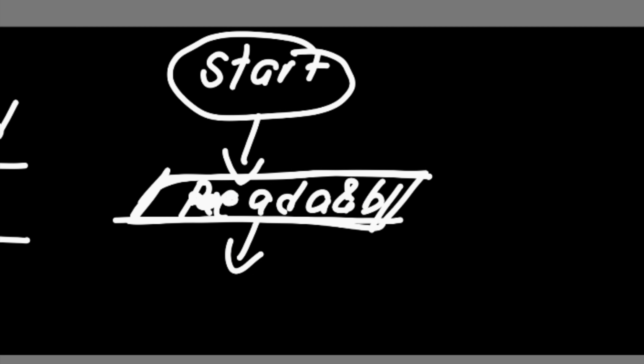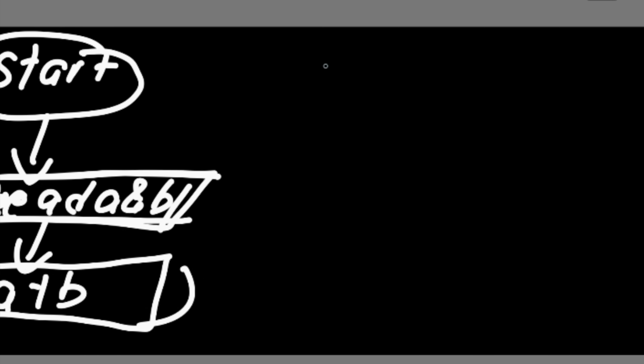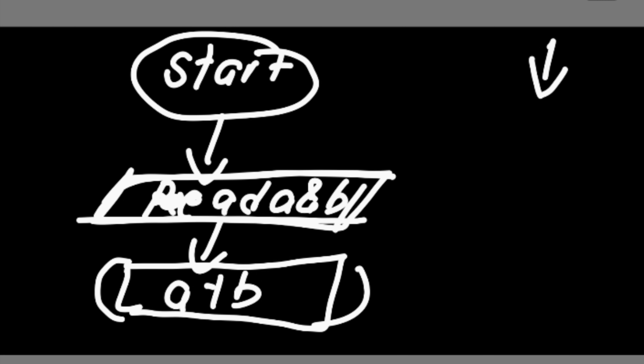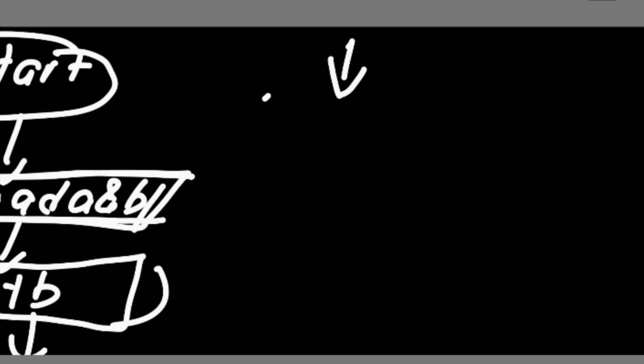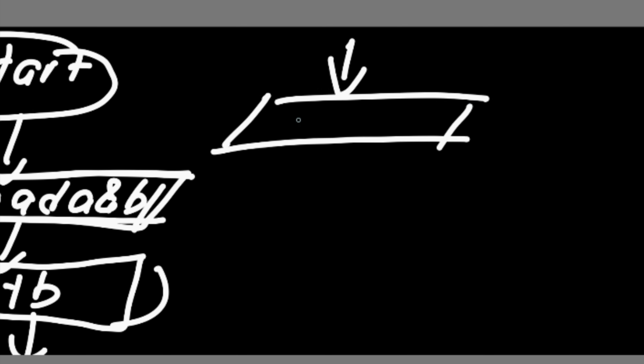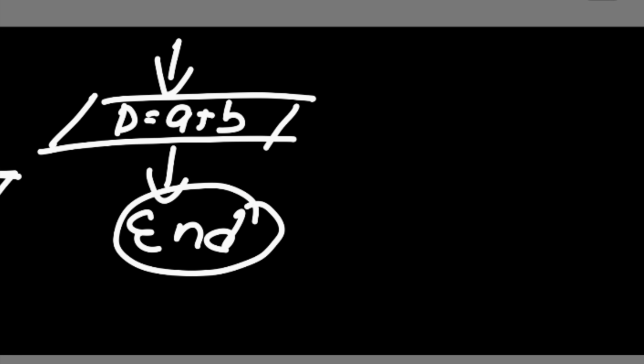Then after inputting, the process happens inside the rectangle. So A plus B. It is like a process of what really happens. This specification is in here. So after A plus B, after the process, we need to display it. To display, we again use the parallelogram. So display is equal to A plus B, and the end is again shown by an oval.